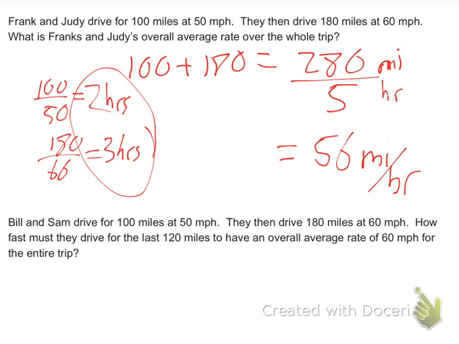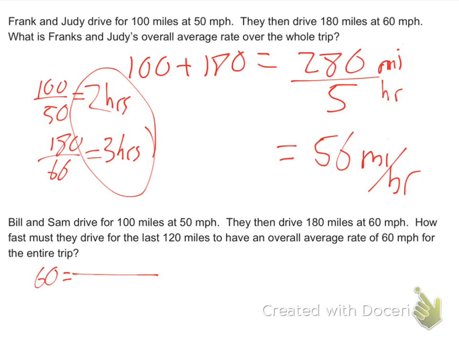So what do you think that means for that last leg? You think they're going slower on the last leg or faster to get an overall average speed to go faster? They would have to go faster, right? So how do I set this one up? Well, first of all, do we know the overall average? Yes, the overall is 60. So 60 is going to equal what goes on top?